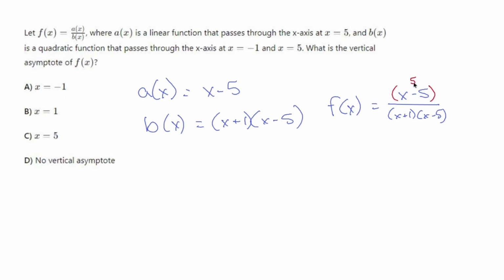So 5 would make the top 0, -1 would make the bottom 0, and 5 would make the bottom 0. When we have the same amount of numbers on the top and the bottom, that is a whole. Okay, that is not what we want here, but bonus. What we want here is the fact that -1 is my magic number on the bottom. So I have a vertical asymptote living at x equals -1. And so therefore my answer is A, baby.